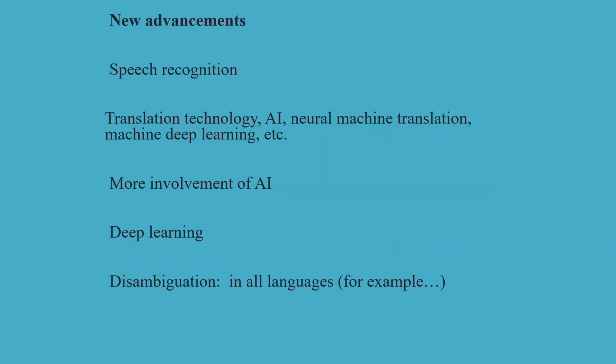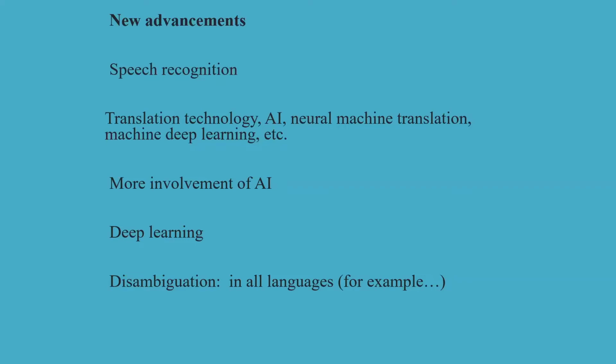In the 21st century, that is in this century, there are some new advancements such as speech recognition, the involvement of AI, neural machine translation, and the development of deep learning in the field of machine translation. So people began to be more and more optimistic about the future of finally tackling the language barriers between languages. But a number of questions still remain.